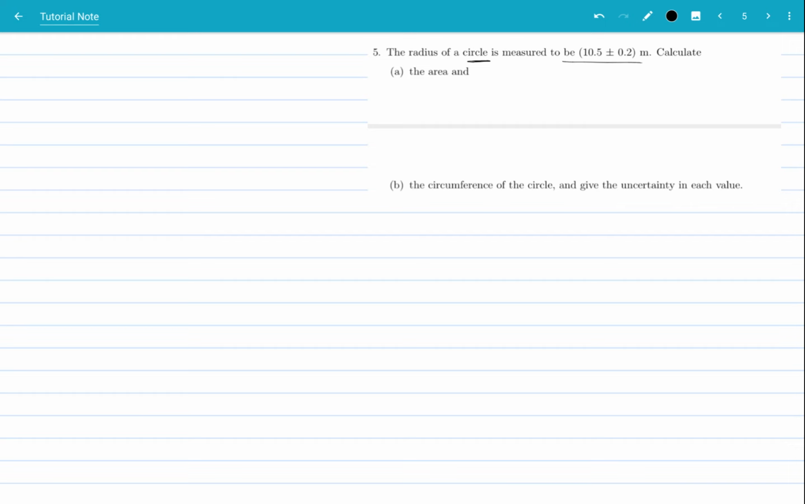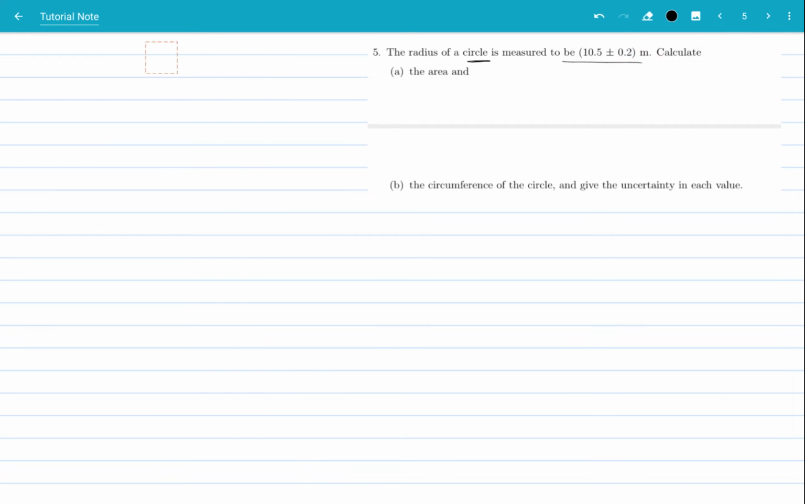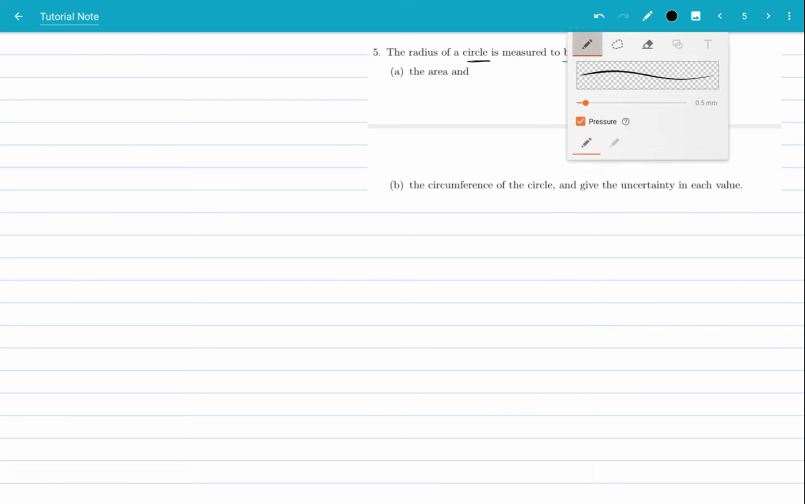So whenever you have, for instance, maybe you have like 2 plus or minus 10, then you don't know the answer. Like it could be 2 plus 10 or 2 minus 10. You're not sure. So you are uncertain. So be mindful about that. Okay, so with this in mind, that's saying the radius of the circle is measured to be that.